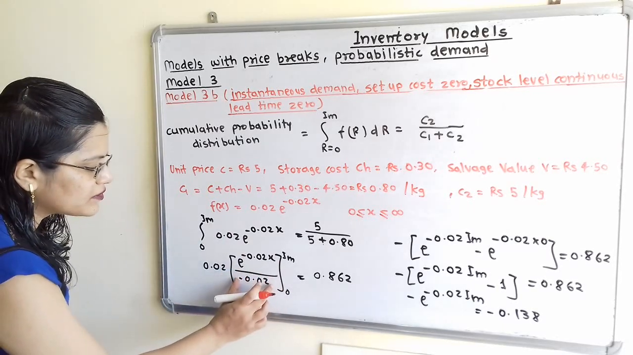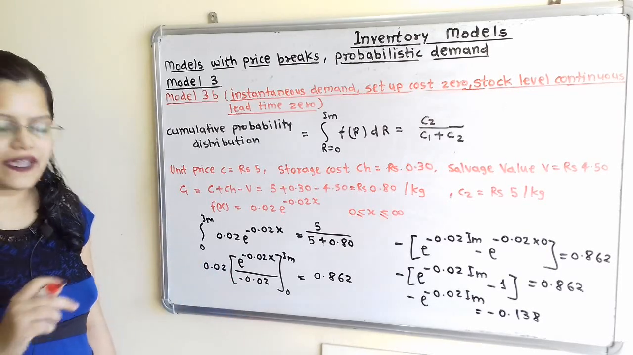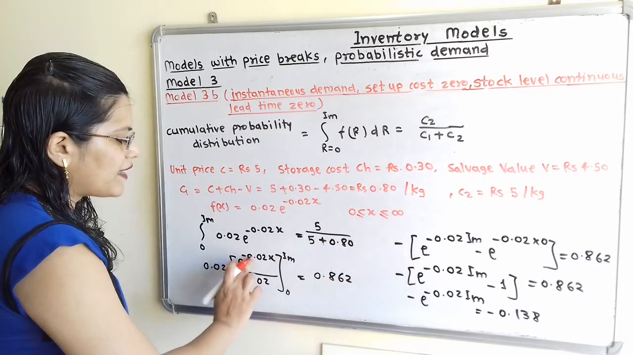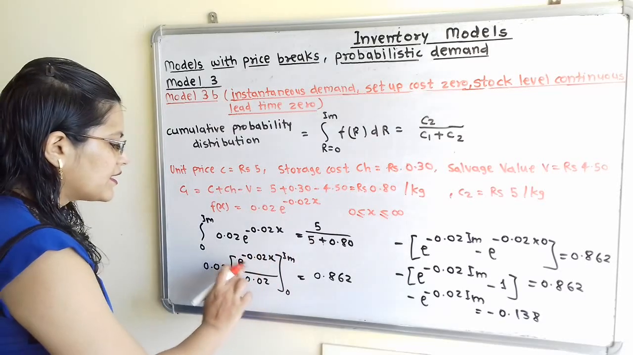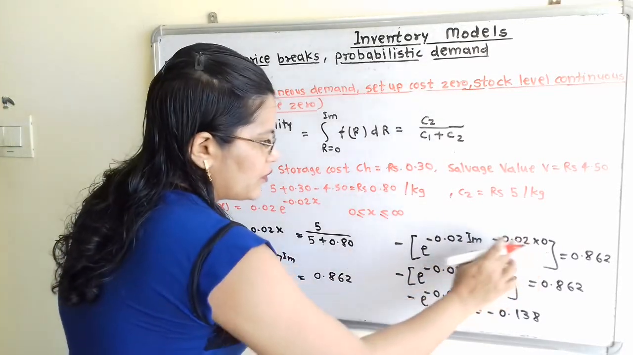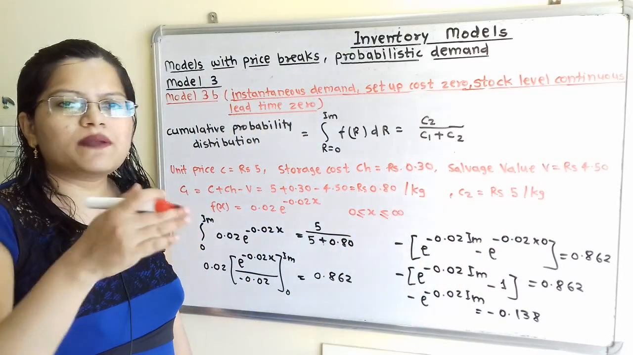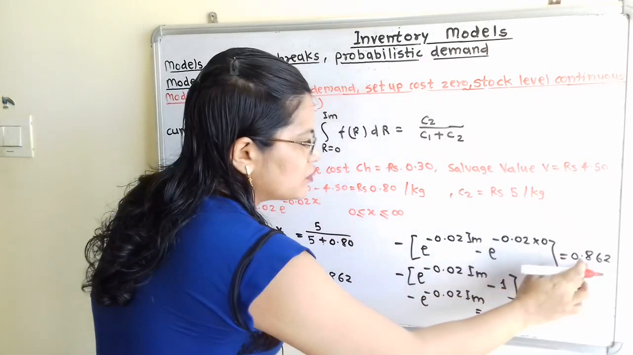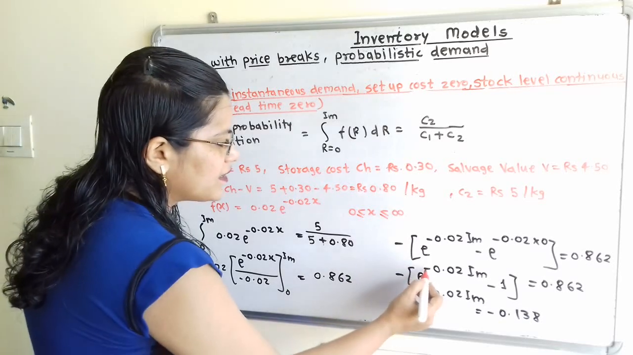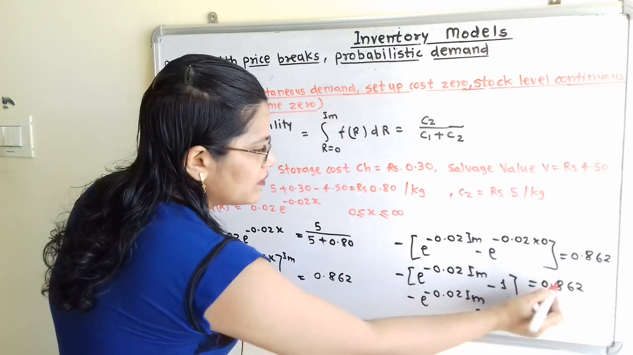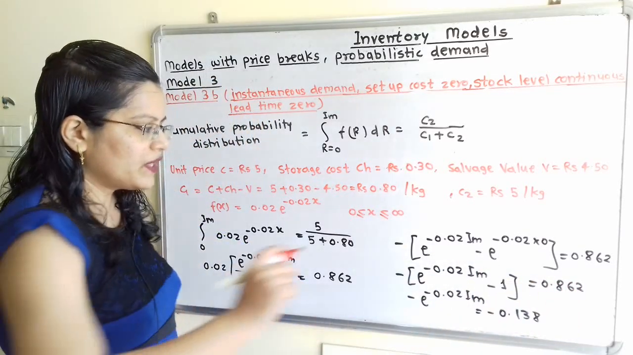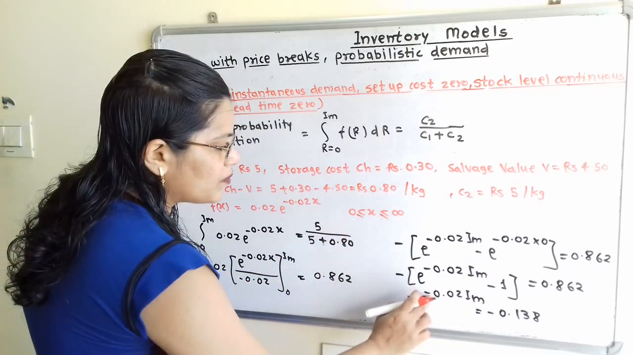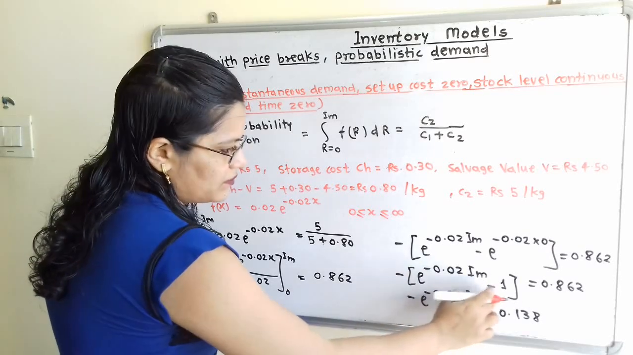For that, the denominator minus 0.02 we take outside the bracket, so it becomes minus 1. So here we give a minus sign, and inside the bracket e raised to minus 0.02 Im minus e raised to minus 0.02 into 0. This whole term becomes 0, so it becomes e raised to 0. We know that anything raised to 0 is 1. So this is equal to 0.862. Again we solve: e raised to minus 0.02 Im minus 1, and on the right hand side 0.862. Now we multiply this minus sign inside the bracket, so it becomes minus e raised to minus 0.02 Im plus 1 is equal to 0.862.